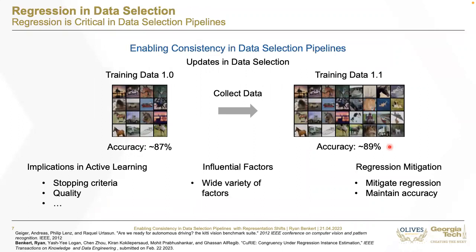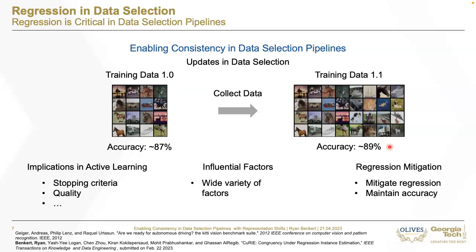The first thing is, what are the implications of consistency or regression in data selection pipelines and active learning? So what actually happens if I integrate this consistency aspect into data collection pipelines? The second thing I want us to walk away with is, why is regression actually happening? Why are neural networks inconsistent in data selection pipelines? And what are the different factors that really play into this?